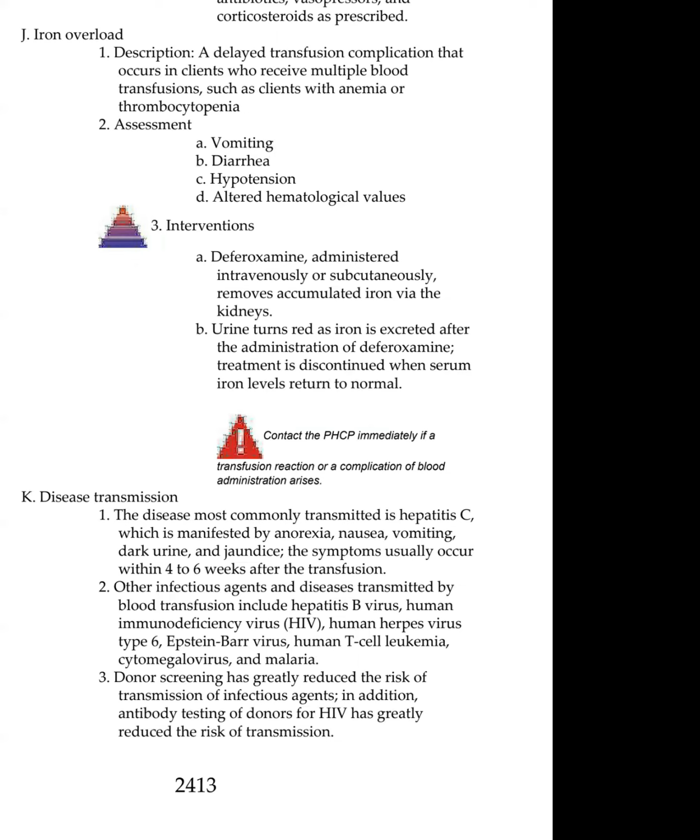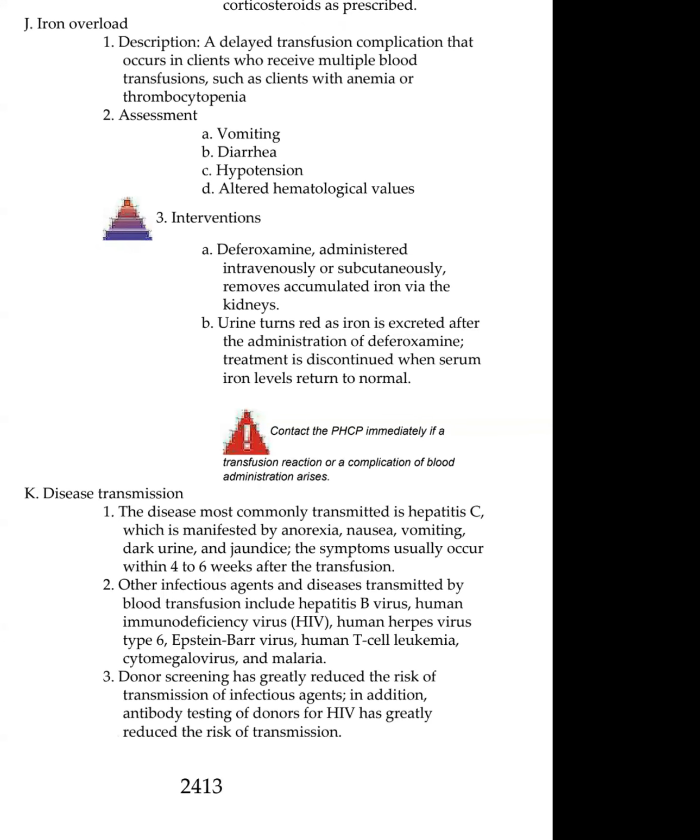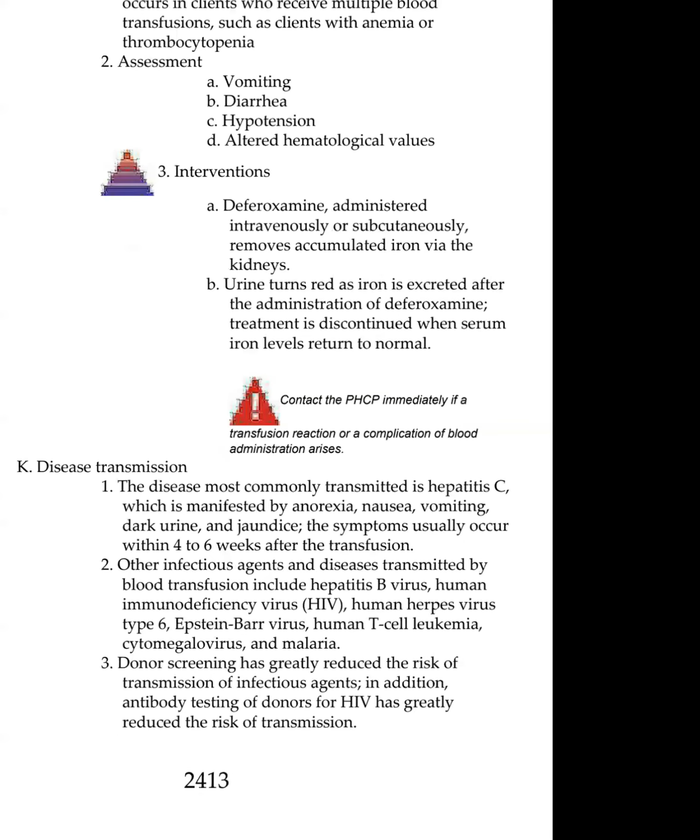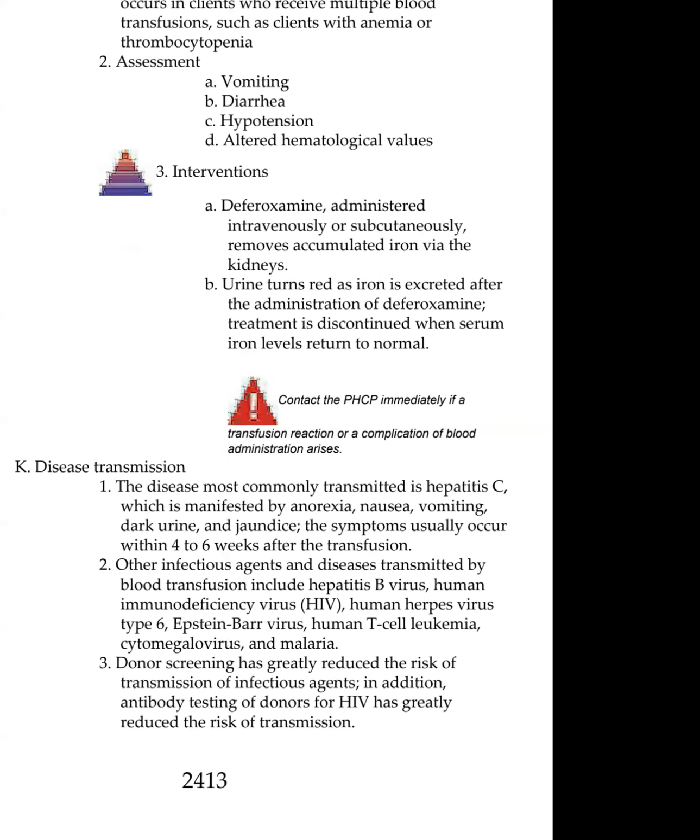Other infectious agents and diseases transmitted by blood transfusion include hepatitis B virus, HIV, human herpes virus type 6, Epstein-Barr virus, human T-cell leukemia, cytomegalovirus, and malaria. Donor screening has greatly reduced the risk of transfusion of infectious agents. In addition, antibody testing of donors for HIV has greatly reduced the risk of transmission. That we need to take.